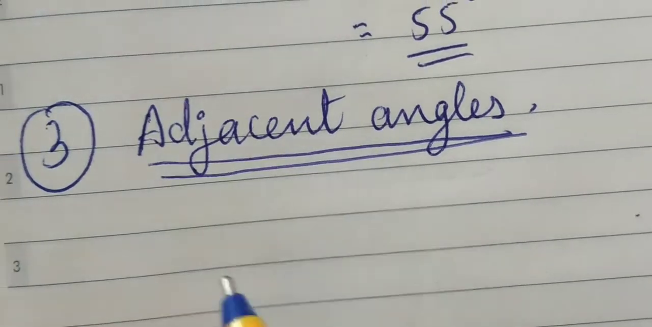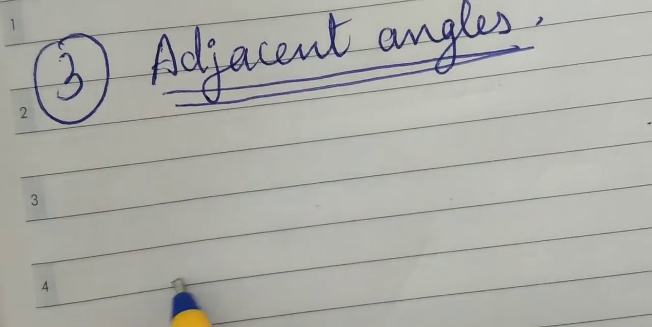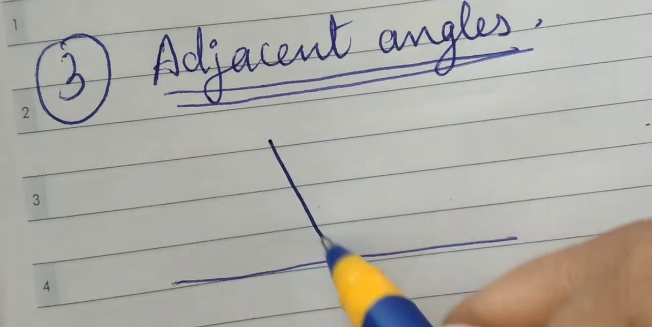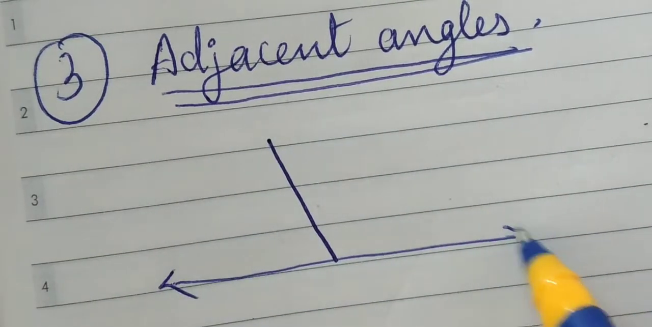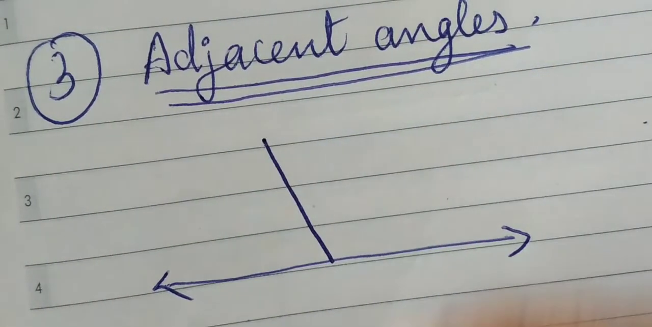Suppose you look at the figure, a line being intersected by a ray. Okay?